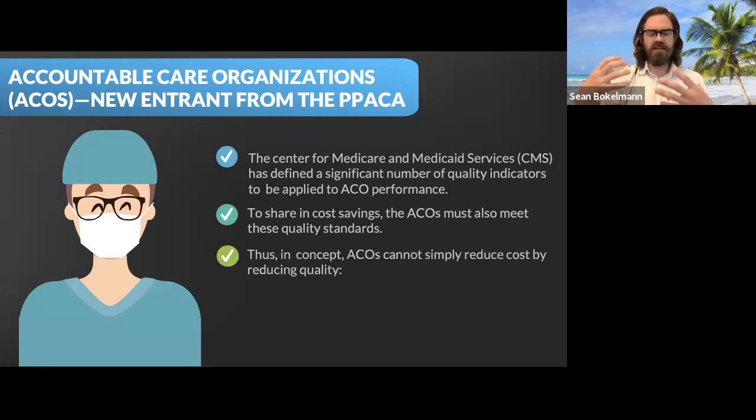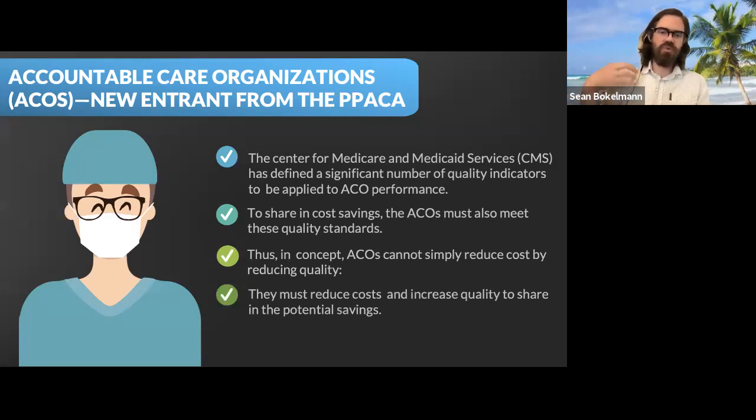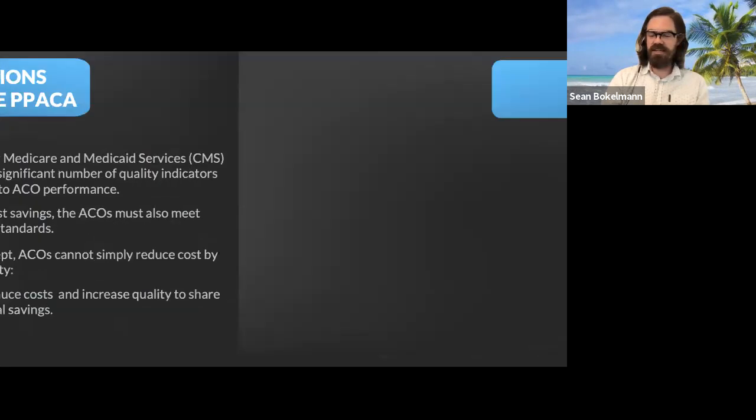And so really what's at heart here is that the ACO cannot simply reduce cost by reducing quality, because they face these quality standards and are evaluated on them. They have to find ways to reduce costs that don't reduce quality, and in fact may even have to try to increase quality while reducing costs in order to share in the potential savings. So that's something that we have to look forward to, the types of results that they provide.